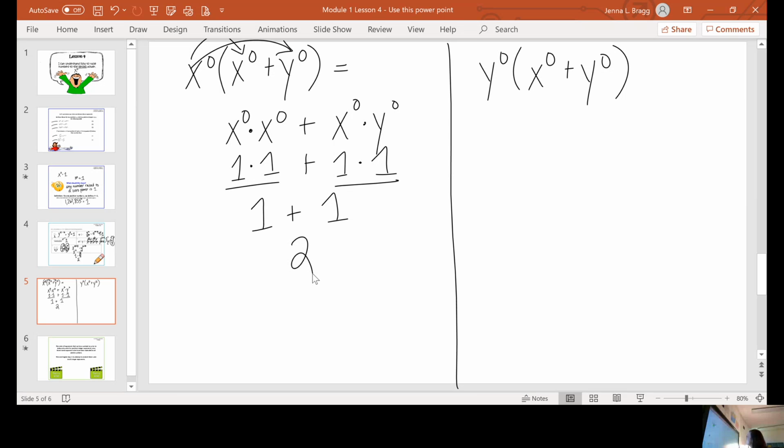Okay, you should have worked this problem now. You started by distributing your y to the 0 power. So just like over here, you would have y to the 0 power times x to the 0 power plus y to the 0 power times y to the 0 power. We've discussed that anything raised to a 0 power is 1.